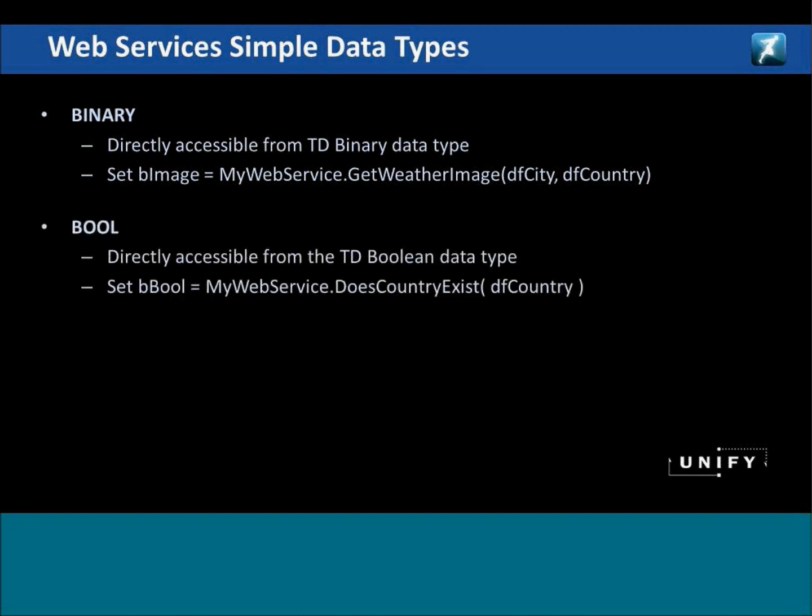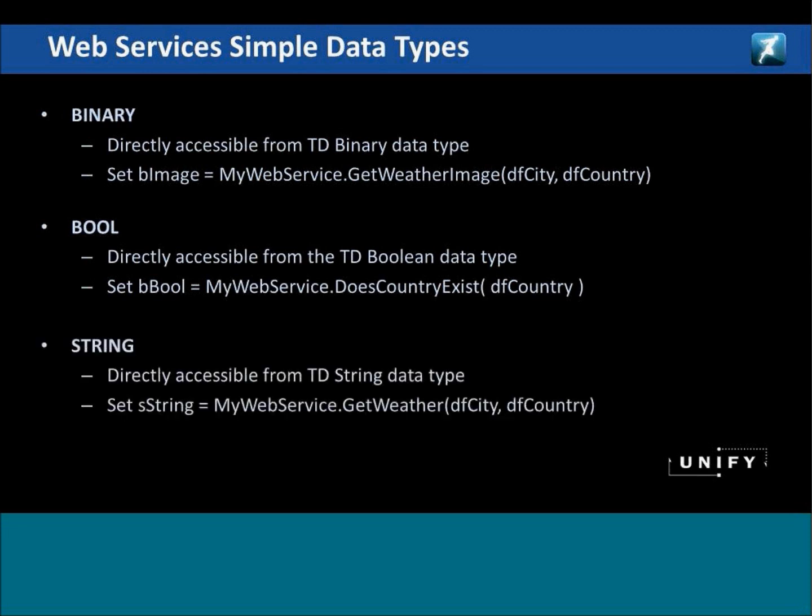For Boolean, the same is true, and you will see that later when we use that update operation, where the update operation returns a Boolean if the update succeeded. For example, set bBool equals myWebService.DoesCountryExist and pass in the country. And for strings, the same. You just assign a string as you would do with a normal TD string.